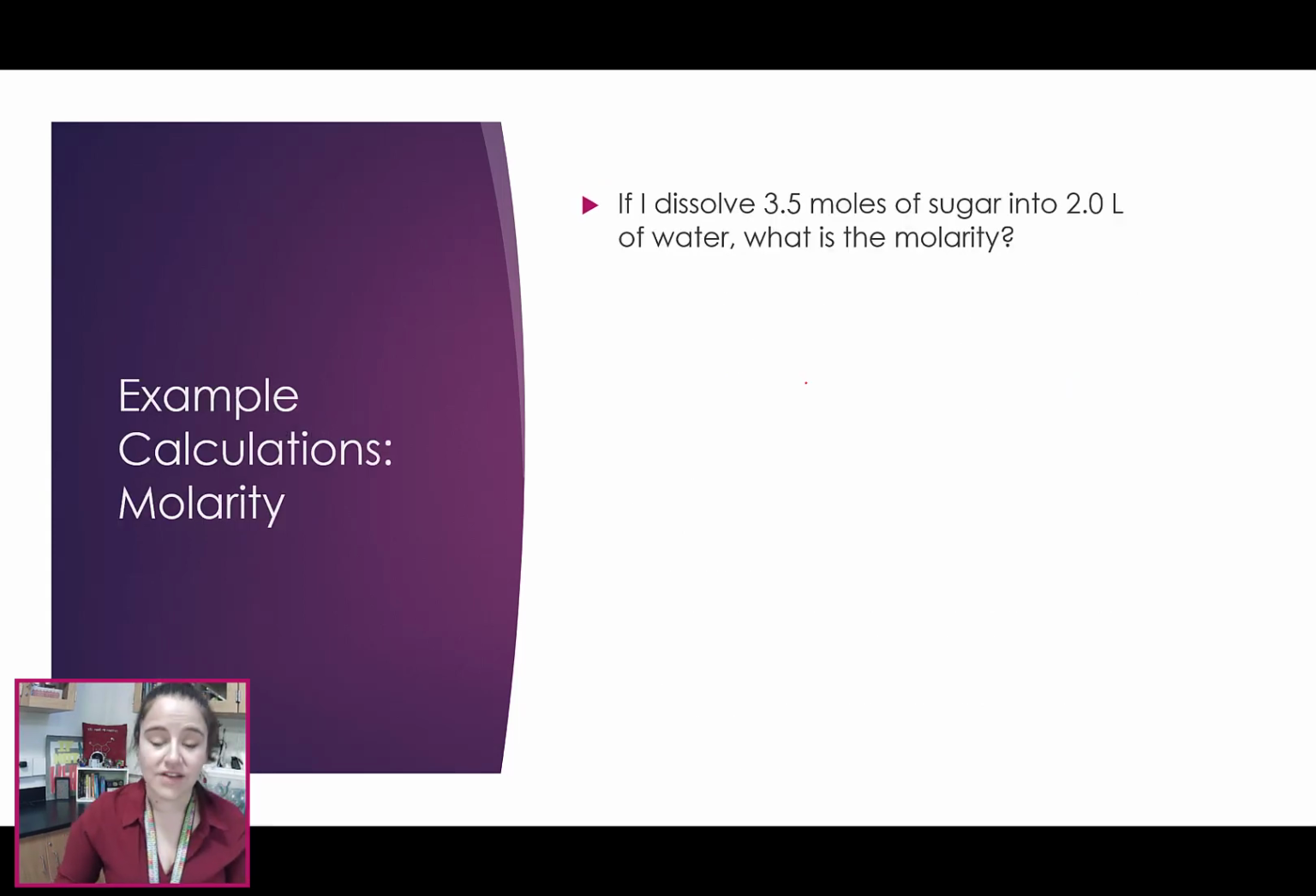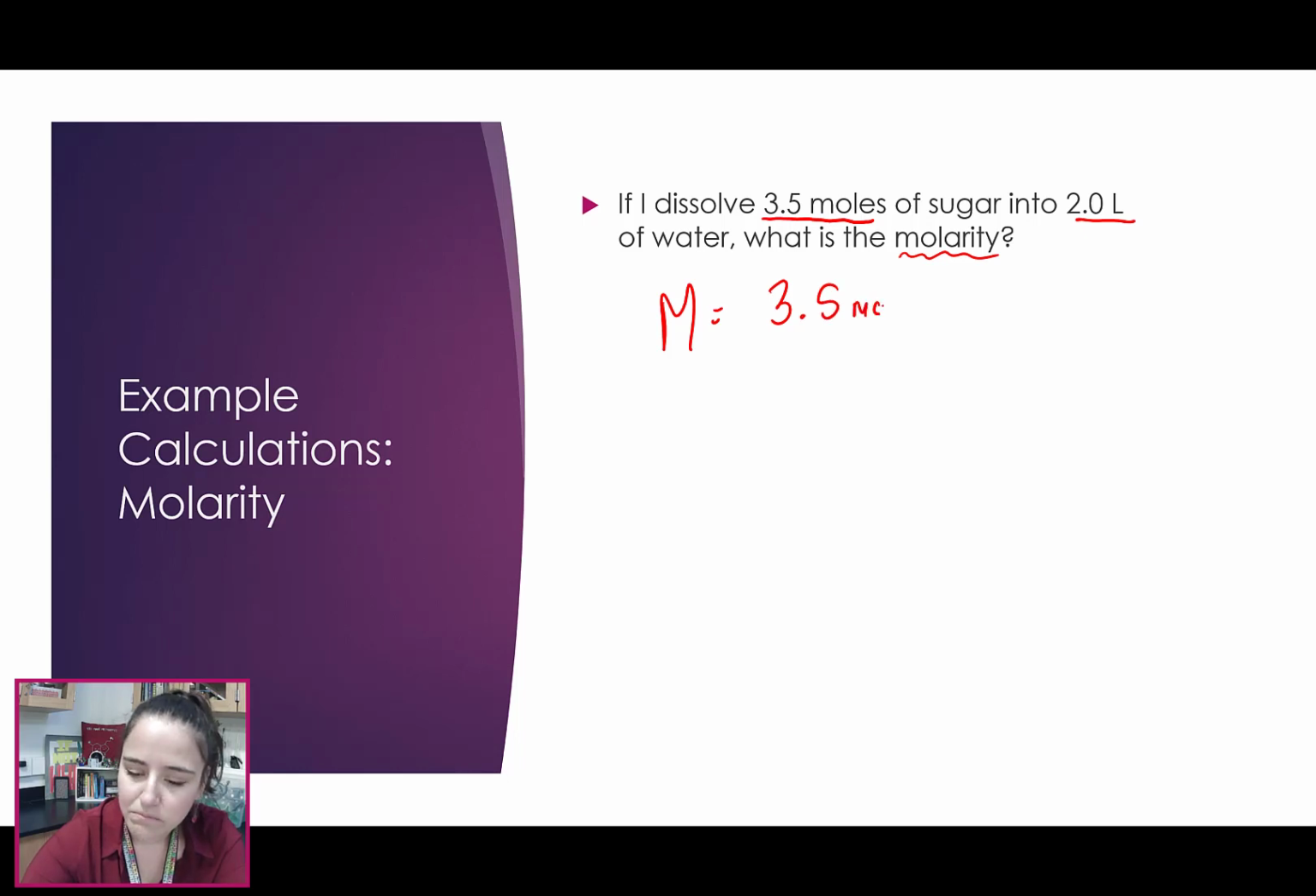So if I dissolve 3.5 moles of solute into 2 liters of water, what is the molarity? Well, we're looking for the molarity. We know the moles and we know the liters. So molarity is just the moles per liter. The units tell me how to solve it. We have the 3.5 moles divided by the 2.0 liters.